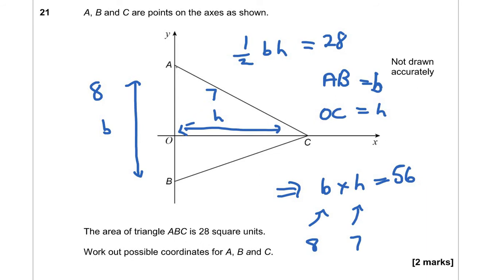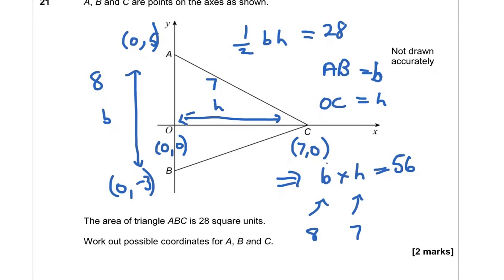Right, now we just got to work out the coordinates. Well, A lies on the y-axis, so its x coordinate is 0. And let's say 5. Right, B also lies on the y-axis, so its x value is 0. And we just need to make sure the distance between 5 and it is 8, so minus 3. Finally, C, well, the origin is 0, 0, and we go along 7. So these are our possible coordinates. I'll write them down.